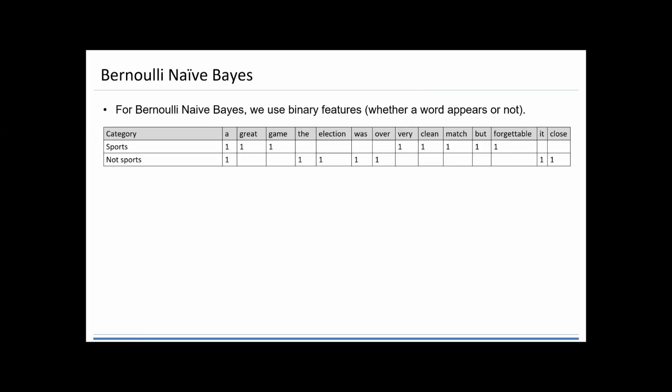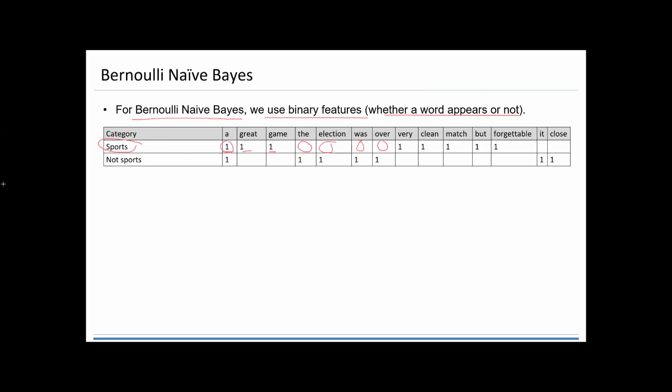Now let's look at the Bernoulli naive Bayes. The Bernoulli naive Bayes is another variant of the naive Bayes, but it is a simplification of the multinomial naive Bayes. In a Bernoulli naive Bayes, we just use binary features. It means whether a word appears or not. So in the category sports, if it appears, then it is 1. If it is not there, then it is 0. If it does not appear, 0. If it appears, 1.